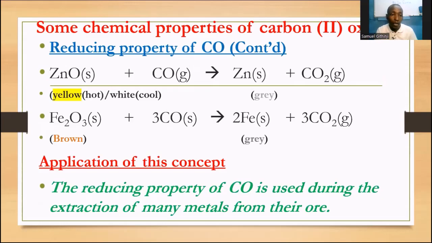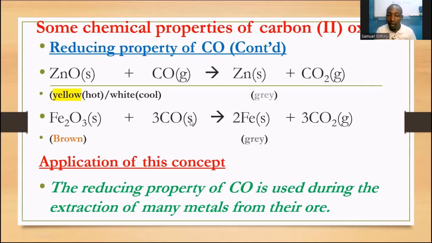And iron(III) oxide changes to the gray metal there. So this concept is very much applied in the extraction of metals using carbon(II) oxide. Carbon(II) oxide is the best reducing agent. Actually, they say it's the best because it is a gaseous agent, and of course it has a higher surface area. And remember, this should be a gas there, not a solid.